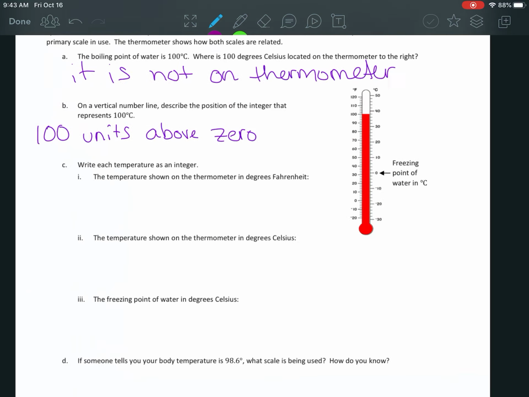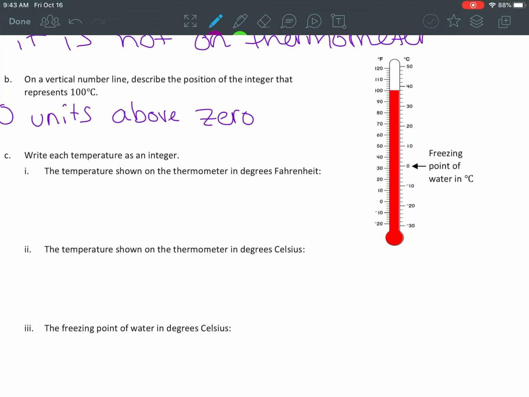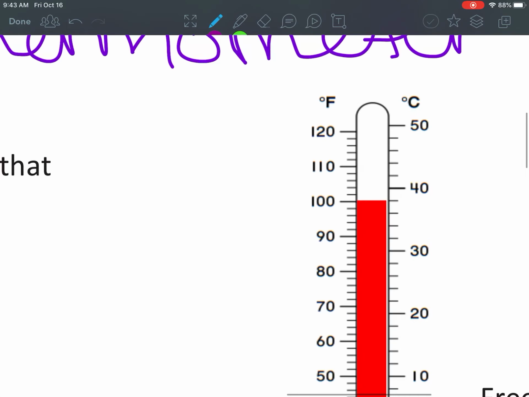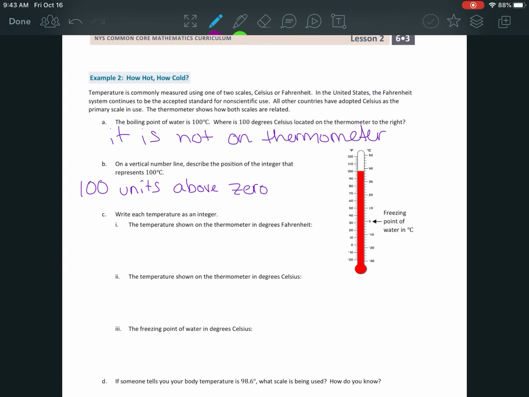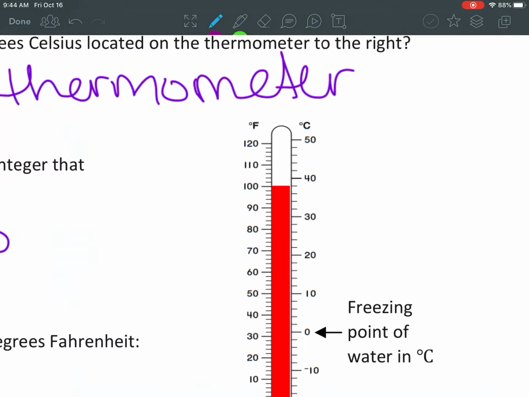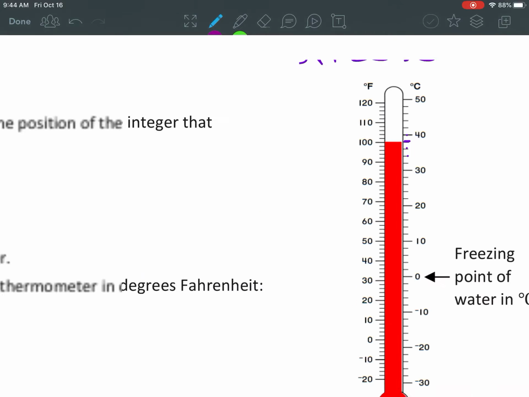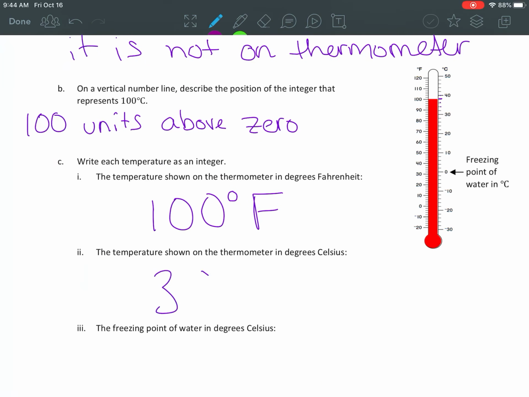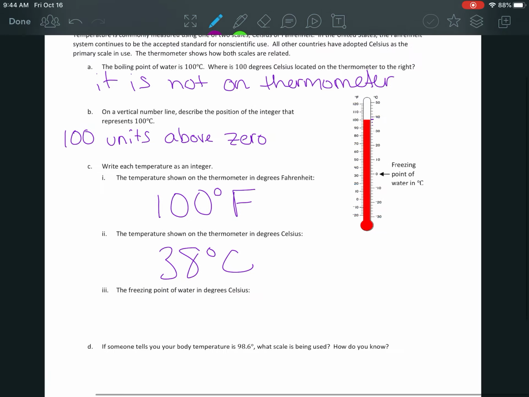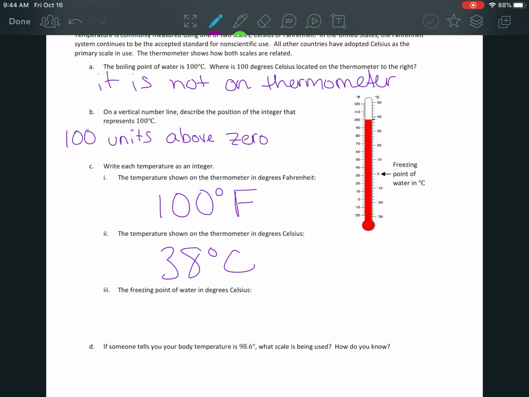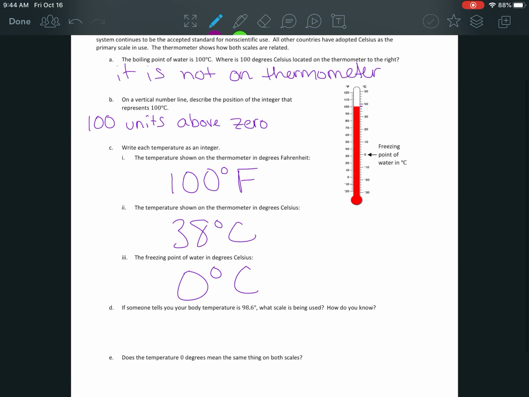Write each temperature as an integer. The temperature is shown on the thermometer in degrees Fahrenheit. So Fahrenheit is on the left-hand side, and it's all the way up at 100. So that'd be 100 degrees Fahrenheit. And they want to know what that would be in Celsius. So Celsius, it's on this mark, and they're counting by, if they're taking 5 to get from 30 to 40, they'd be counting by 2. So that would be 38 degrees Celsius. And the freezing point of water in degrees Celsius, they tell us right on there, it'd be 0 degrees Celsius.